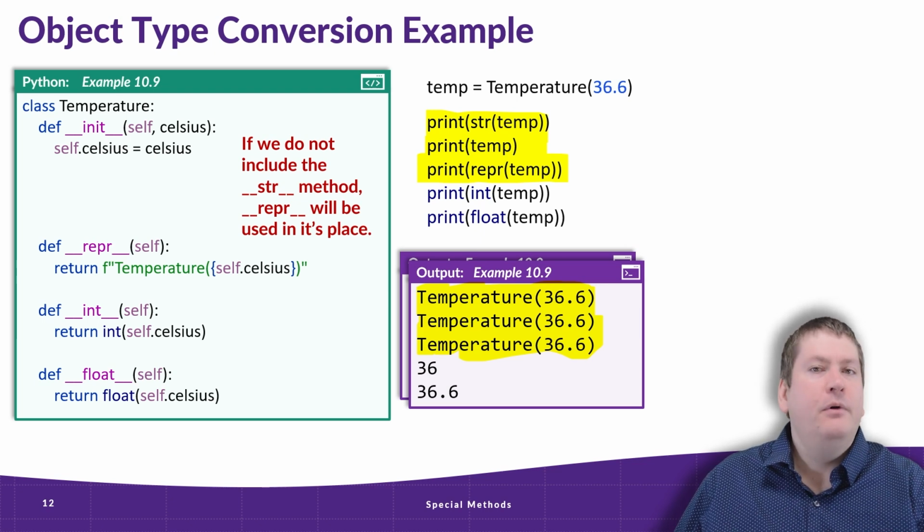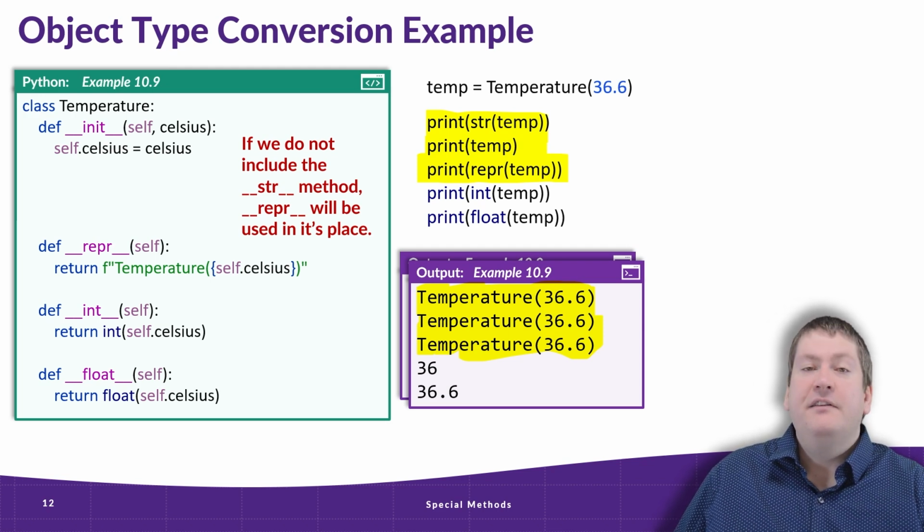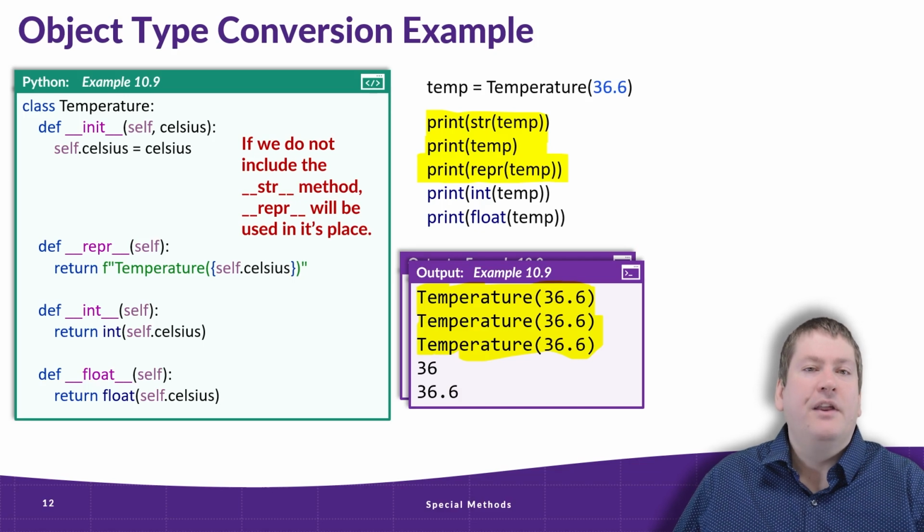So in this example, when we sent the object to the string function, as well as when we sent the object to the print function, because the string special method wasn't defined, it uses the REPR method instead. So that's something that's important to keep in mind when you're writing these special methods for your programs. That REPR is only going to be used by string or print if the string method isn't already defined.